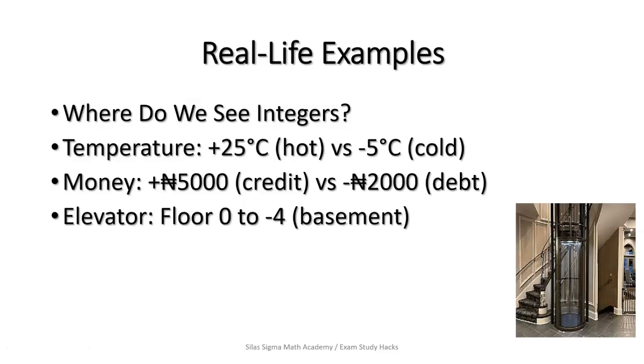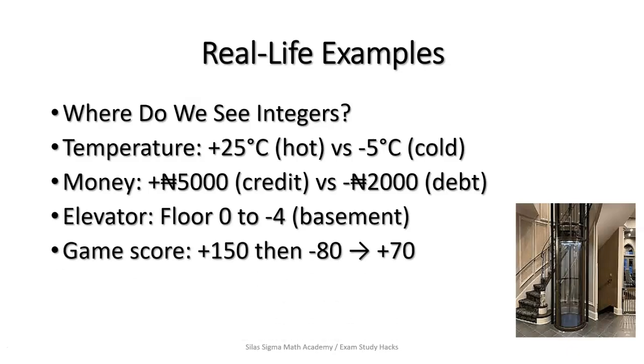Now you're familiar with your elevator. We talk about floor 0, which could be maybe third, depending on how it is numbered. Floor 0 to negative 4. That is like a basement. You're going down to the basement. So floor 0 to negative 4 means you're going down. It could be an underground. You're going to the basement floor.